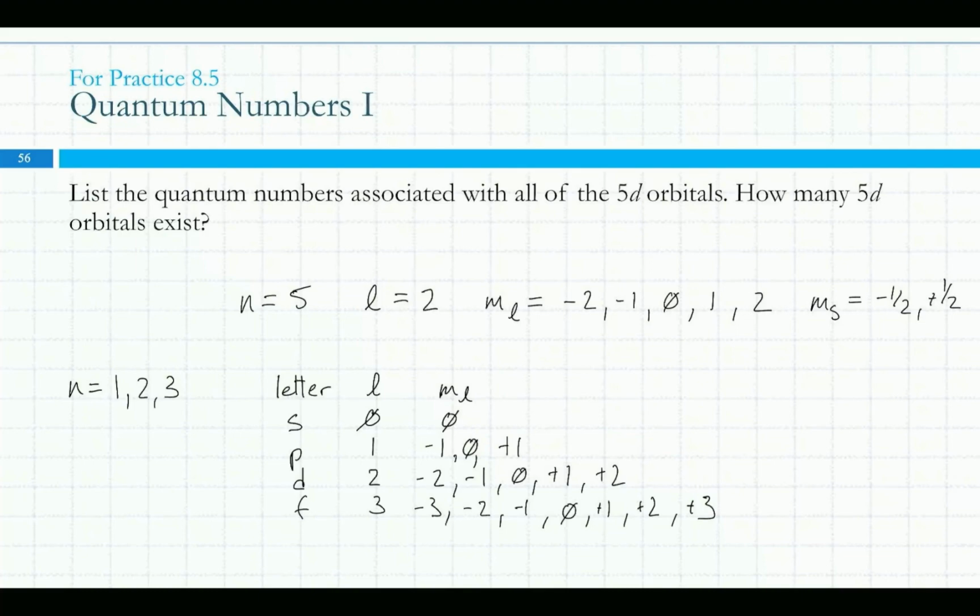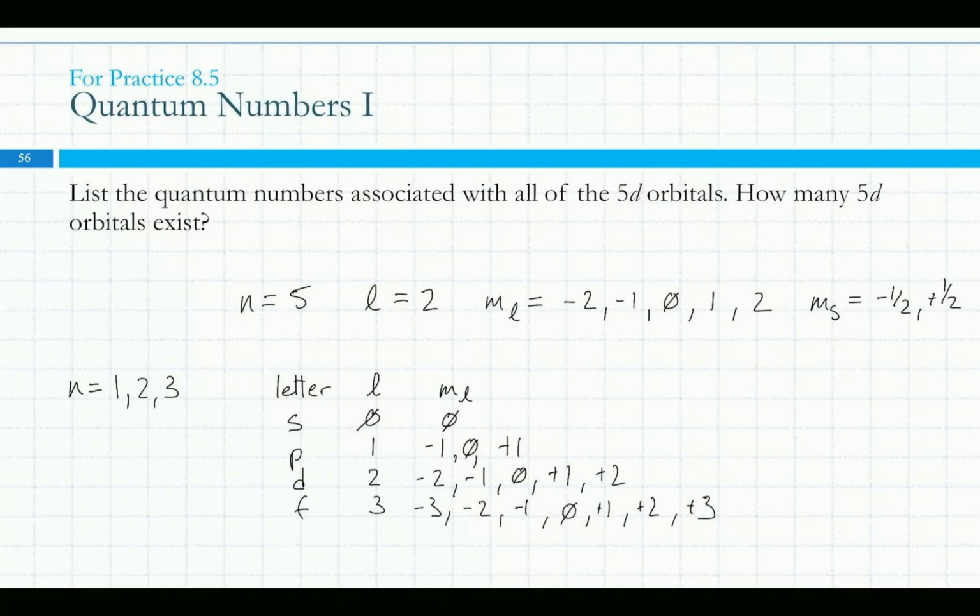So I think the ones to remember, or to at least very much remember how it works, is the L's. And it's S, P, D, and you just start from 0, 0, 1, 2, 3. Then for m sub L, you can have negative to positive, whatever L is, including 0. That's part of why we always get odd numbers for the number of orbitals. It's always going to be 1, 3, 5, 7. And then positive 1/2 or negative 1/2.